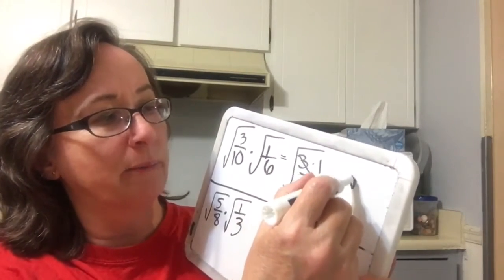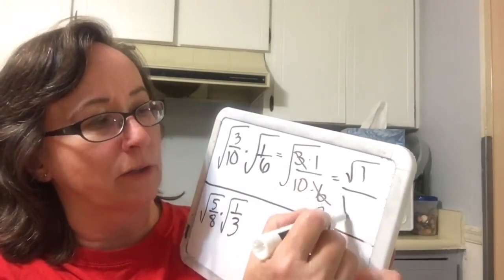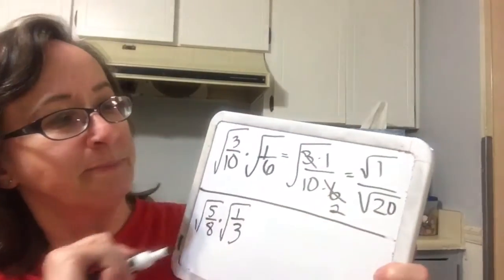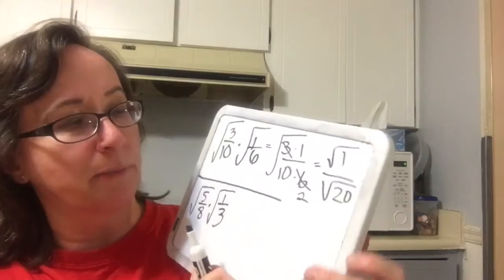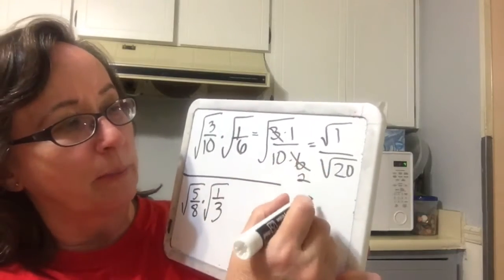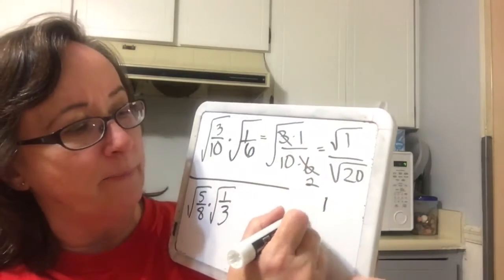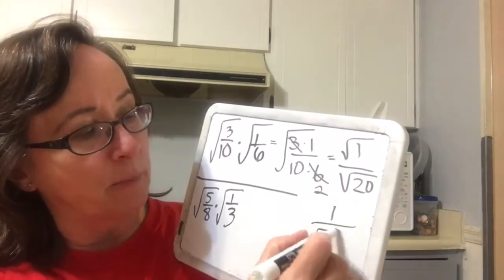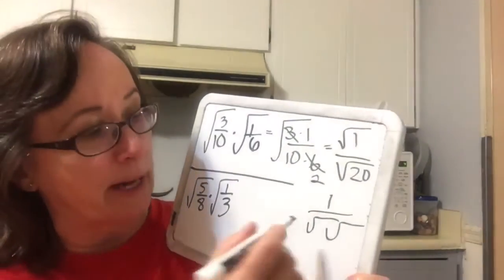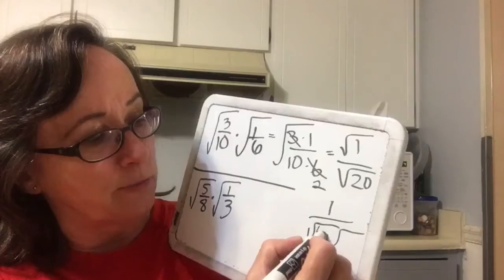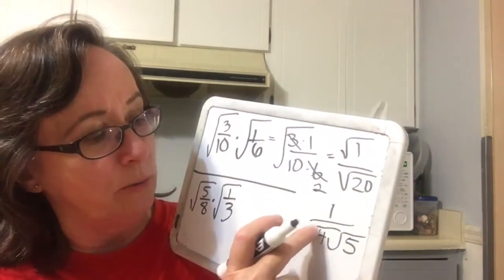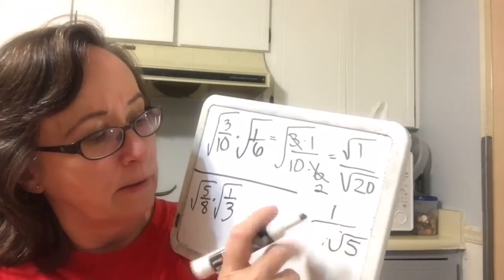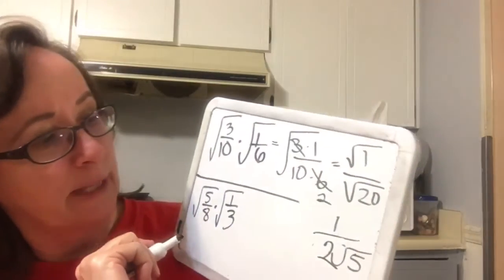So now I'm going to break it up. Square root of 1 over square root of 20. And square root of 20 can simplify. So let's bring the rest of this problem down. We're going to break, square root of 1 is just 1. Square root of 20 can break into a perfect and a leftover radical. So the perfect is 4, the leftover is 5, the square root of 4 is 2. So we put a 2 there.